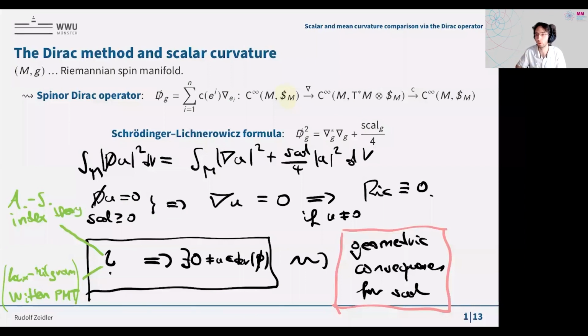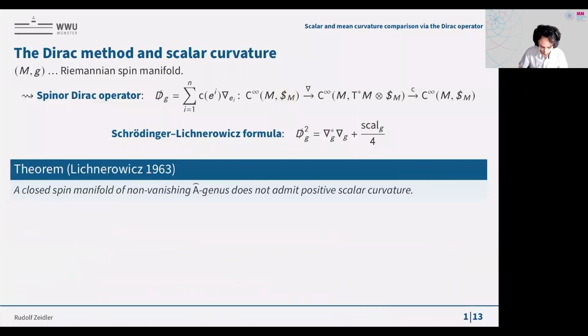And as we already saw, the most basic result, or the first result of this kind, is due to Lichnerowicz, which says that a closed spin manifold of non-vanishing A-hat genus does not admit positive scalar curvature.